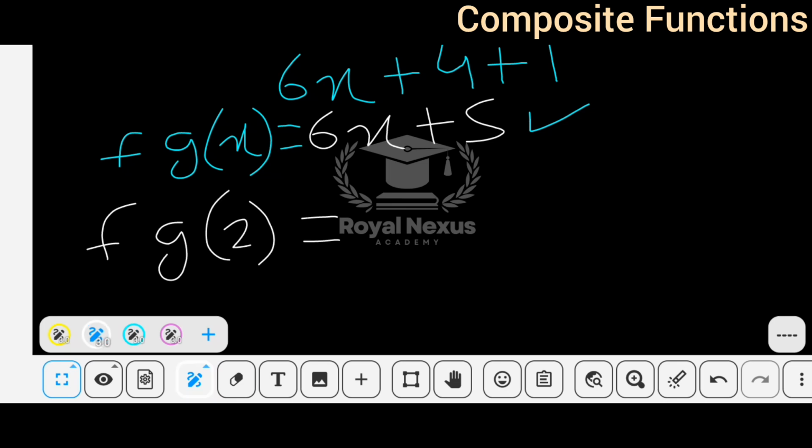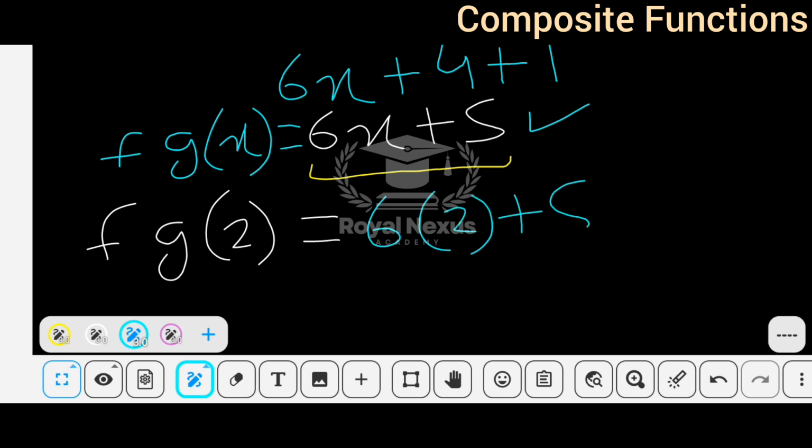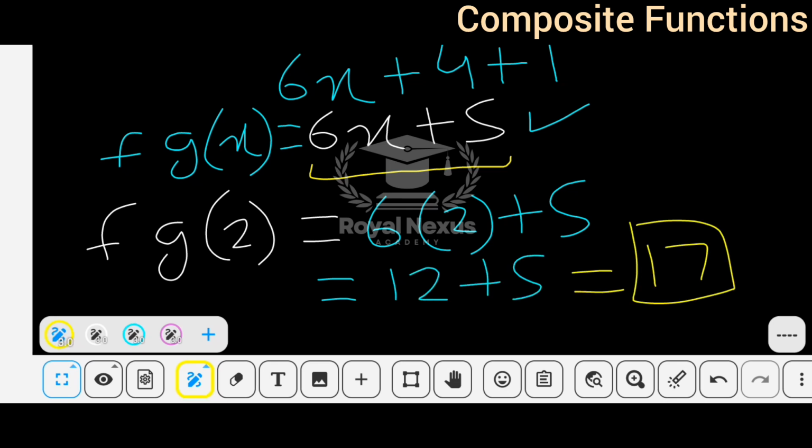Now if I ask you to find f g of 2, what does that mean? It simply means that in this composite function, f g of x, you just need to substitute the value of x as 2. So you write 6 bracket 2 plus 5. 6 times 2 is 12, 12 plus 5 is equal to 17. So 17 is the answer of this composite function, f of g of x.